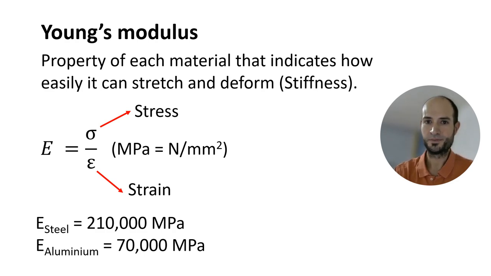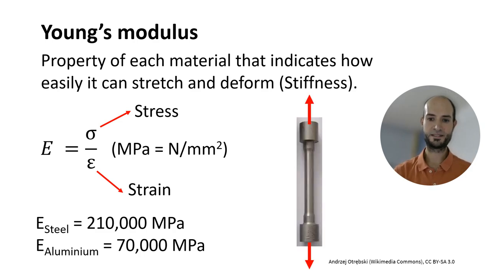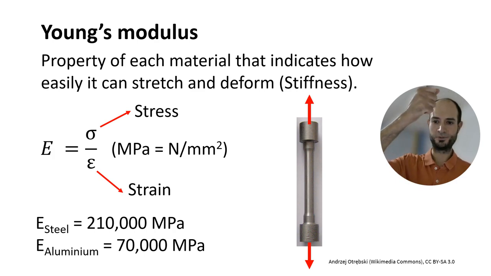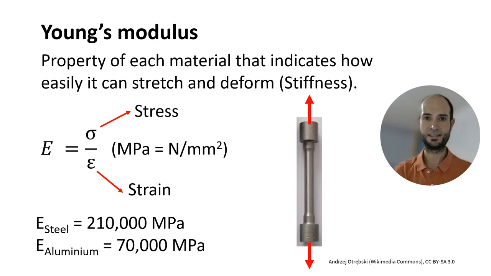And how do you obtain the modulus of a material? The most common method is a tensile test. So you have a specimen made with the material, and you're just going to put it on a test machine to stretch it. Okay, it's going to apply a tensile force until it breaks. And that's going to give us a stress-strain curve.